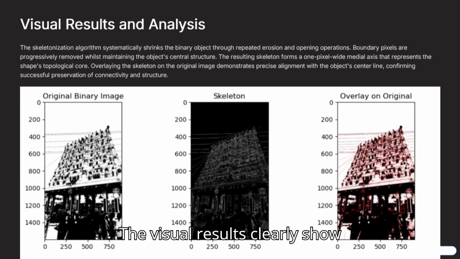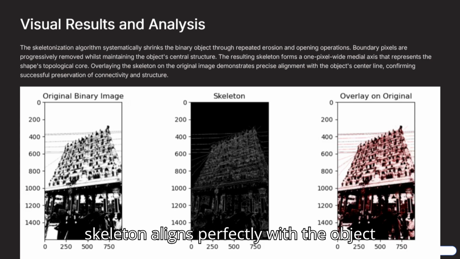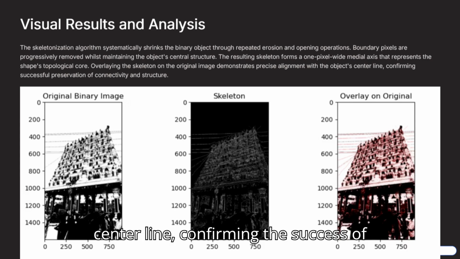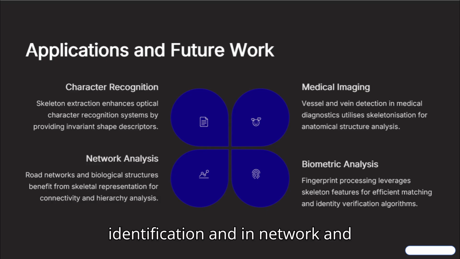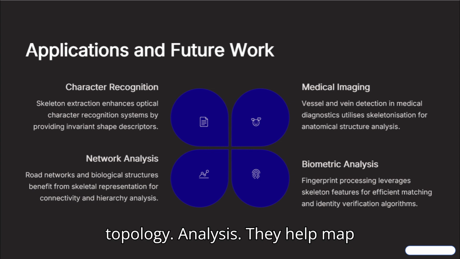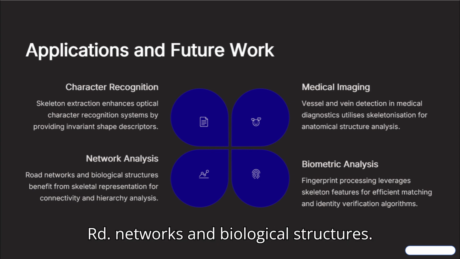The visual results clearly show how the binary object gradually shrinks through iterative erosion and opening until only its thin skeleton remains. The final skeleton accurately represents the medial axis of the shape, while maintaining its connectivity. When overlaid on the original image, the skeleton aligns perfectly with the object's centerline, confirming the success of the morphological skeletonization process. And in network and topology analysis, they help map road networks and biological structures.